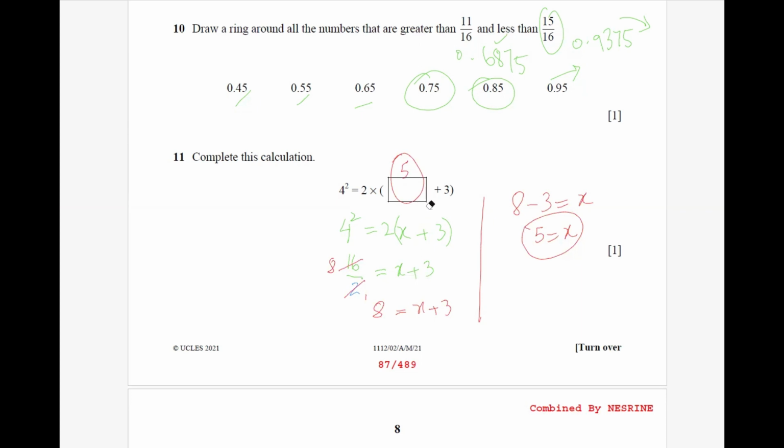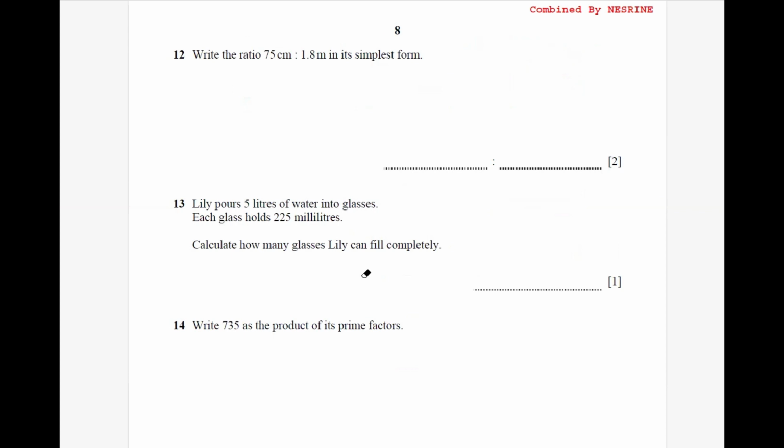Okay, then that's the next question. Question number 12: write the ratio 75 centimeters to 1.8 meters in its simplest form. There are two methods. Either we can convert centimeters into meters or meters into centimeters. Both are correct, both are equally fine. I'm going to do it with 75 centimeters to 1.8 meters, converting the meters into centimeters. I multiply by 100 so that I have 180 centimeters.